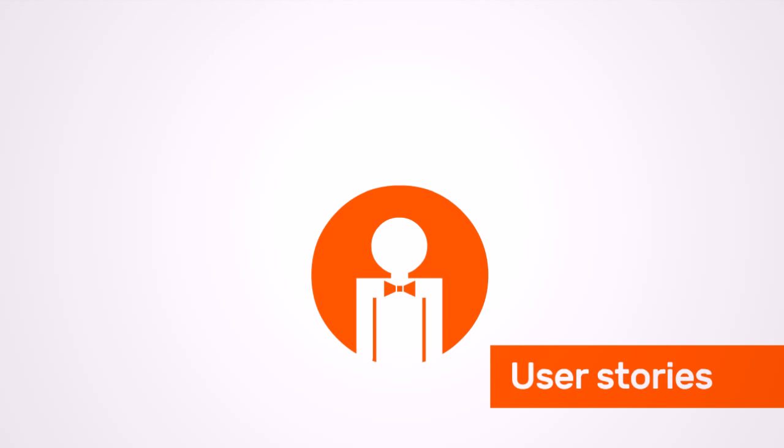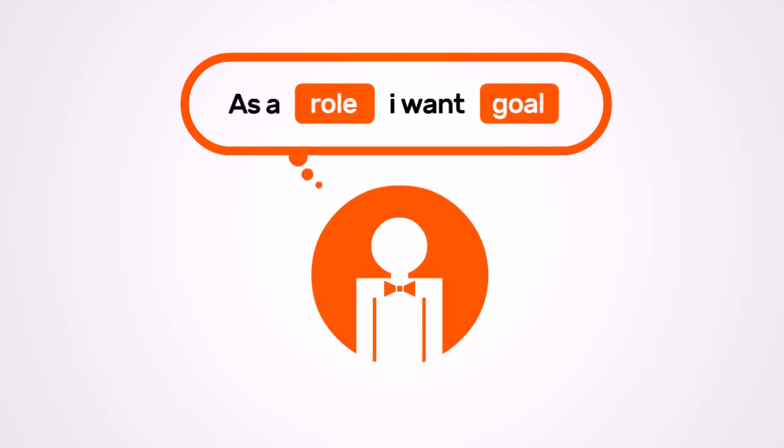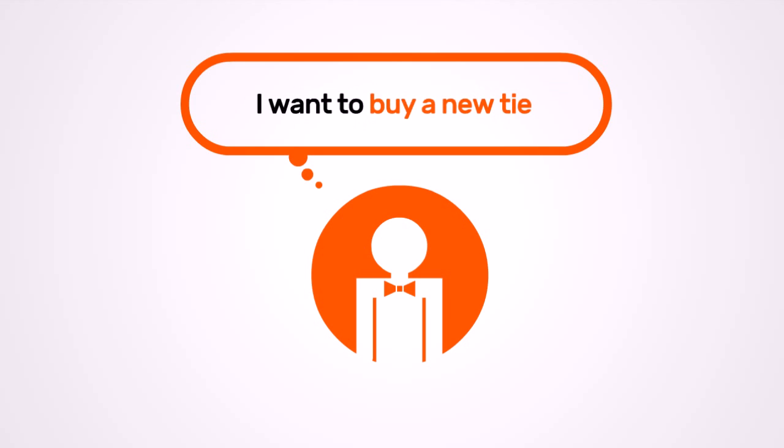The first one is the user story. A user story explains a piece of functionality in a form of a sentence. As a role, I want goal. Example: as a user, I want to buy a new tie.